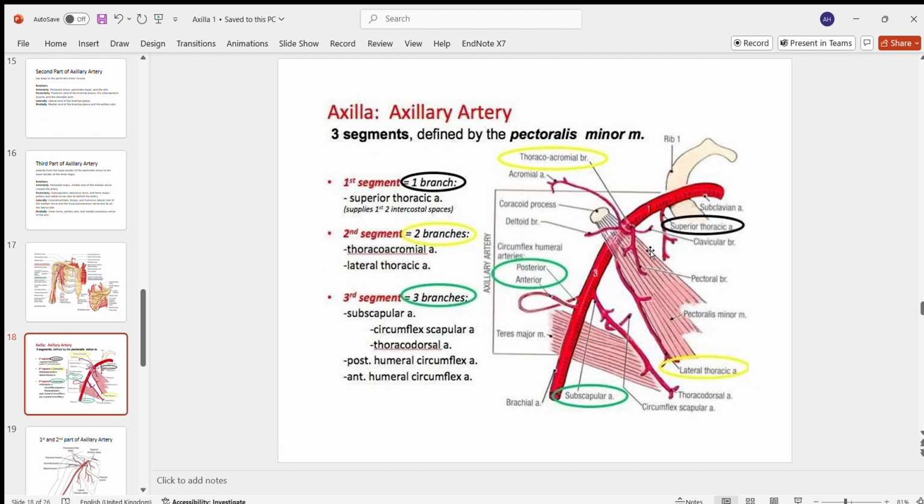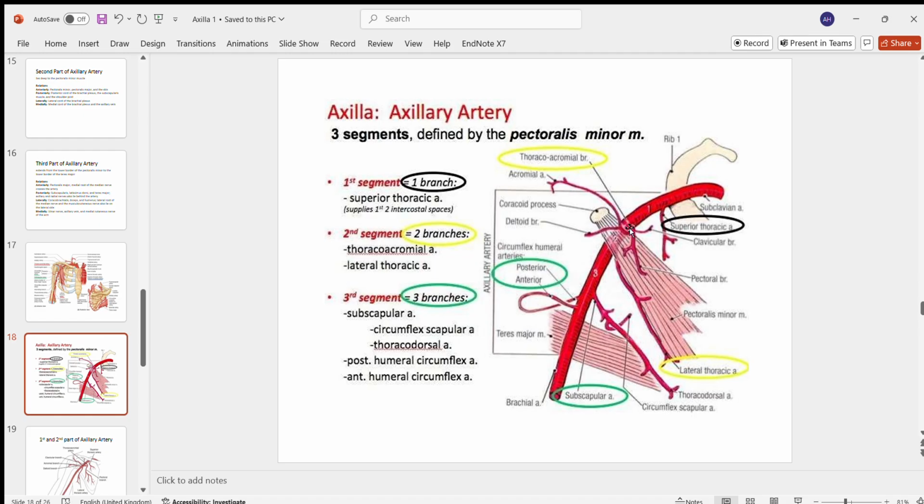In this picture, we can very clearly see that this pectoralis minor muscle is dividing the axillary artery into three parts. The first part is lying superior to it and giving off a single branch, the superior thoracic artery, which is supplying the pectoralis major and minor muscles. The second part gives off two branches. One is the thoracoacromial branch and one is the lateral thoracic branch.